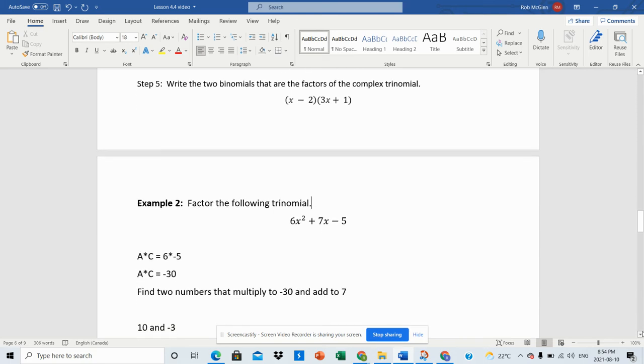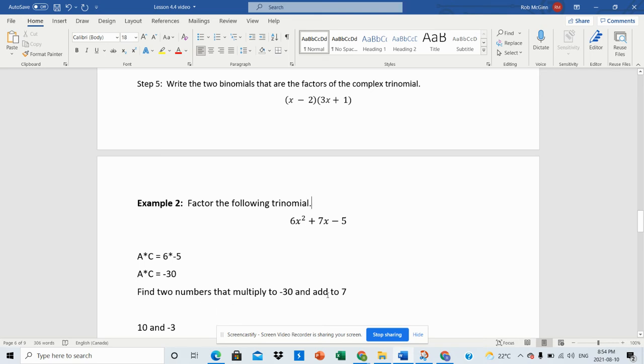I'm going to start off here, and I encourage you to maybe pause the video and try this one on your own. And then once you've done it, just start up the video again and see if you got it right. So, first step, A times C. Well, that's 6 times negative 5, so that's going to be negative 30. So I need to find two numbers that multiply to negative 30, but add to positive 7. And so I can go down my list. What multiplies to negative 30? Well, it could be 1 times negative 30. It could be 2 times 15, but neither of those are going to get me to 7. What about 3 and 10?